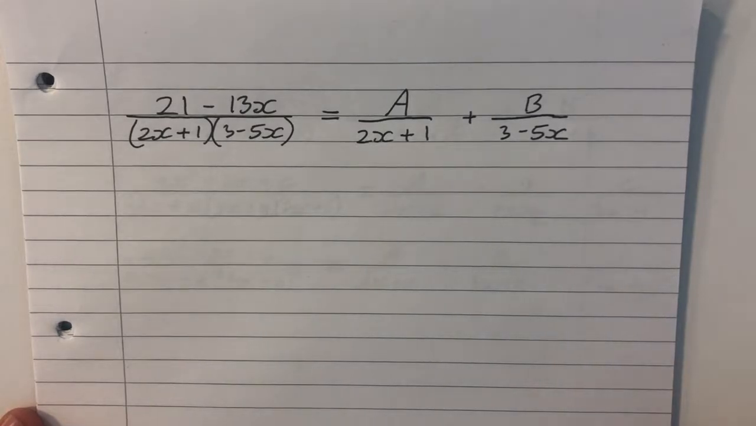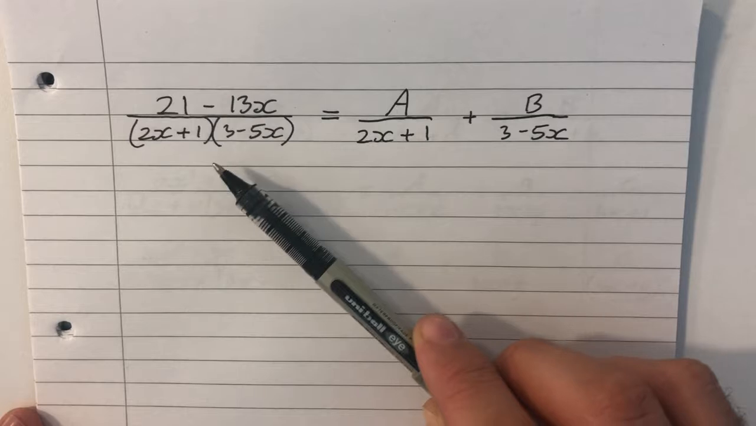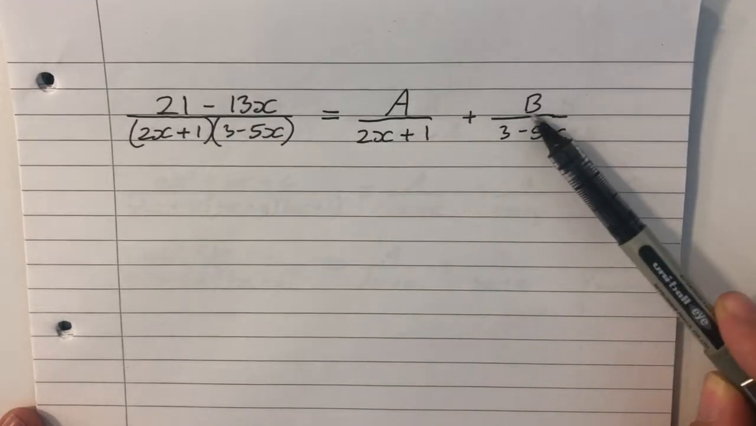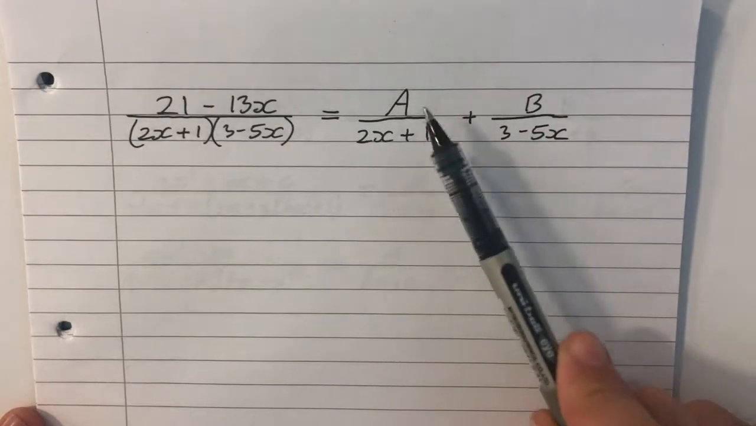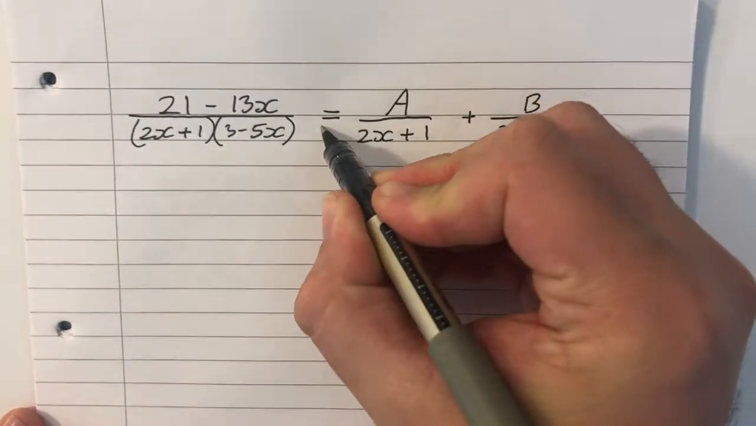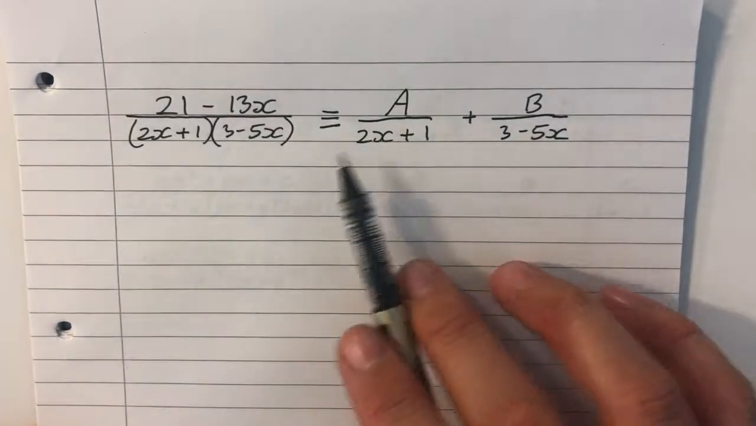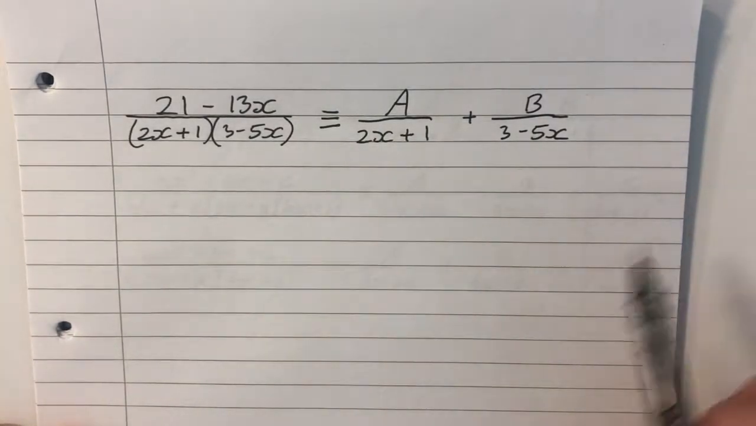So one of the forms you need to know is if you have a linear divided by the product of two linears, then this can be written as some constant divided by the first linear plus another constant divided by the second linear. And our job is to find what the values of these two constants are. And this is actually an identity. Okay, it's true for all x, which we're going to use that feature in a little bit.